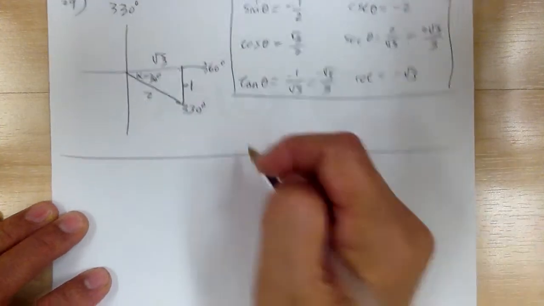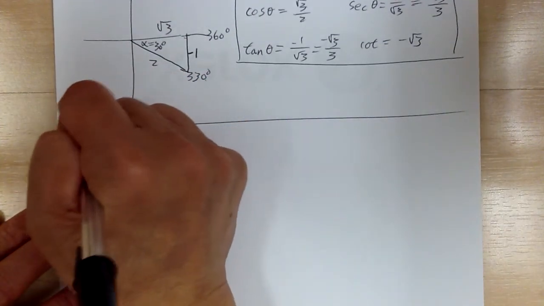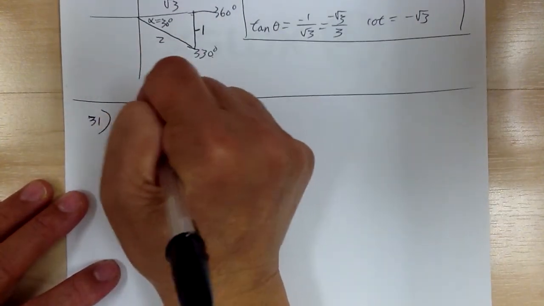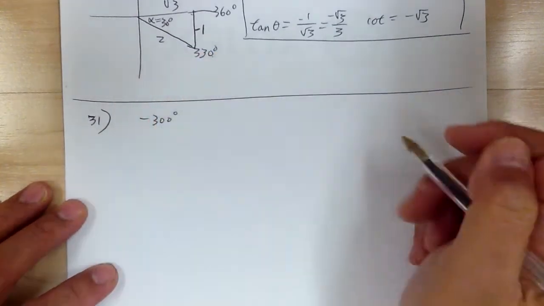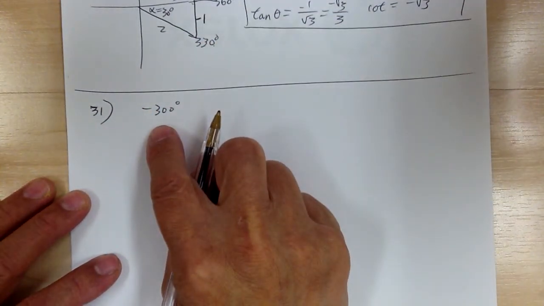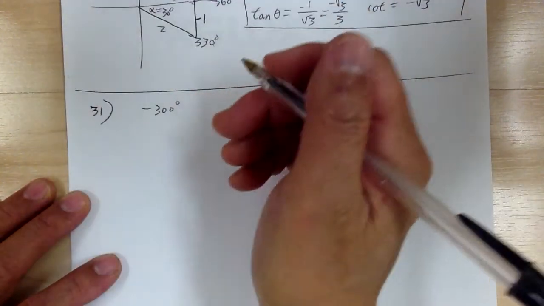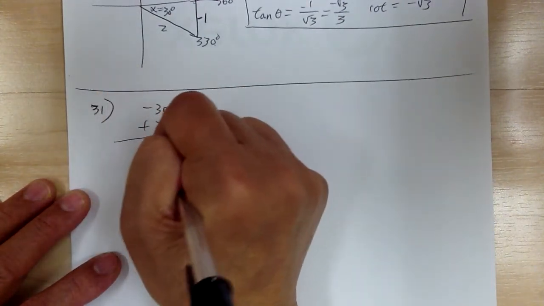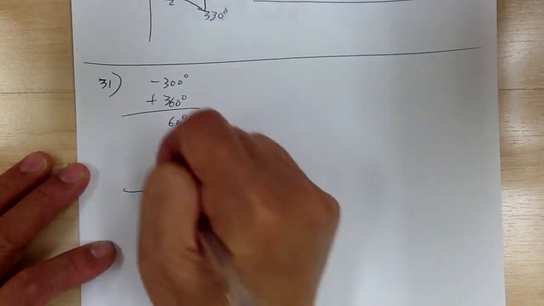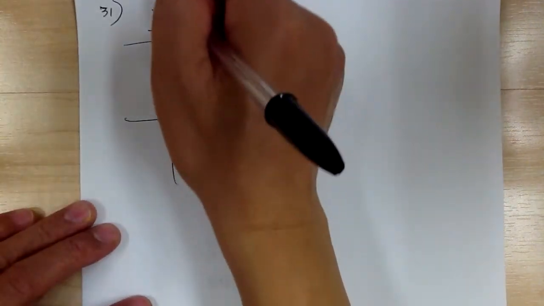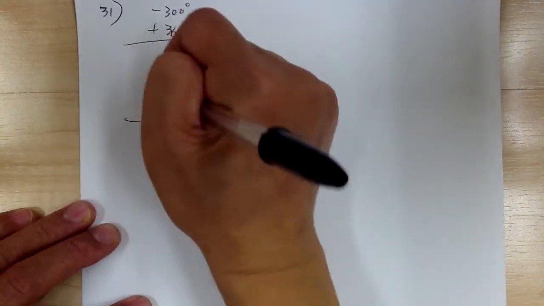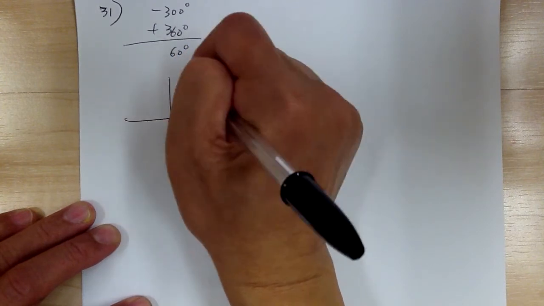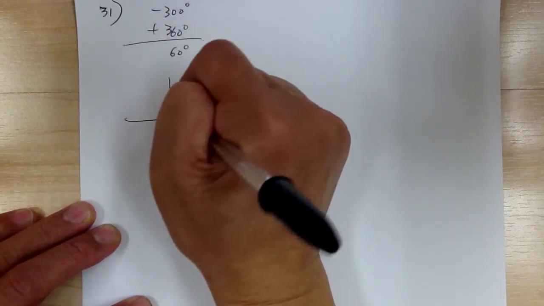Okay, let's go to number 31. Negative 300 degrees. Now, if you don't like to work with negative angles, then just go and use coterminal angles, right? Just go and add 360, and it will give you 60 degrees. Okay, so that's much easier to work with, right? Or if you're okay with that, that's fine. So you go negative 300, you're going to end up right over here.